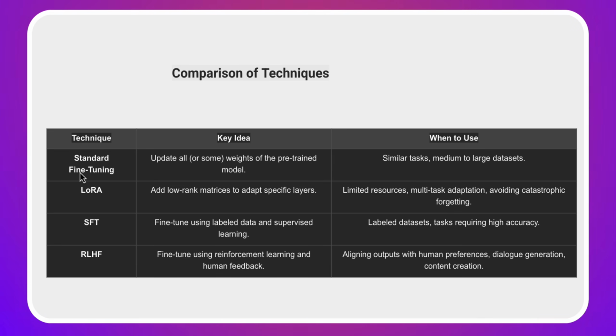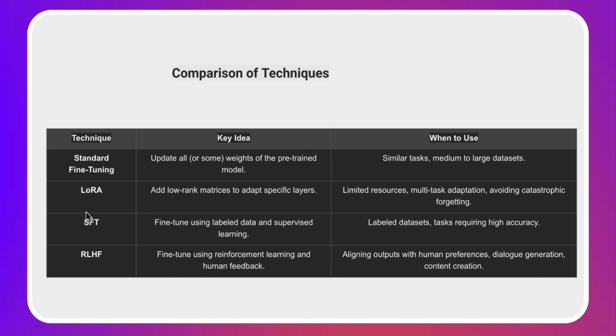For standard fine-tuning, we update all or some weights of the pre-trained model. Now, as you can see, this could be pretty intense, but when to use it? Well, when we have similar tasks and medium to large datasets. So this would probably be the best way to go.